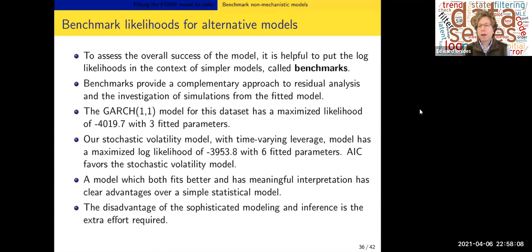But the GARCH model is still a useful benchmark because it's useful to know how your more fancy mechanistic models compare with simpler out-of-the-box alternatives. And the fact that we've beaten GARCH makes it fairly clear that we haven't screwed up too badly. We haven't accidentally fitted a really bad model. Actually, it seems like quite a good model in this case.